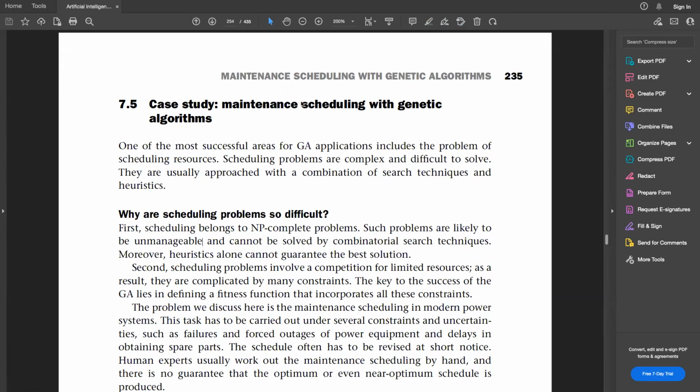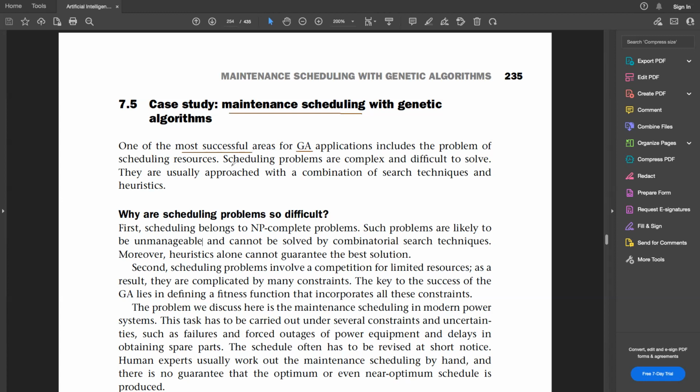So this is a maintenance scheduling problem. And of course, I had said that we are looking at this case study mainly because, as a scheduling process or task, it is one of the areas where genetic algorithms have been the most successful.